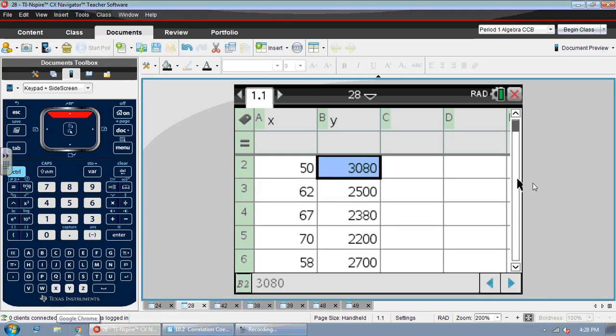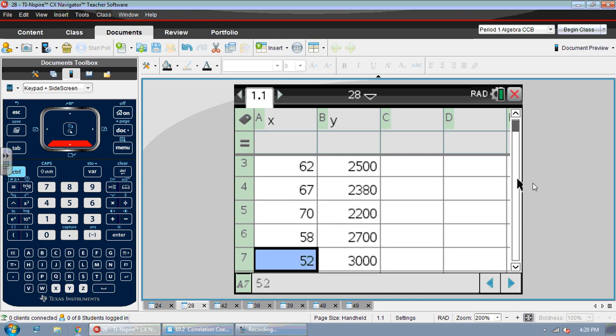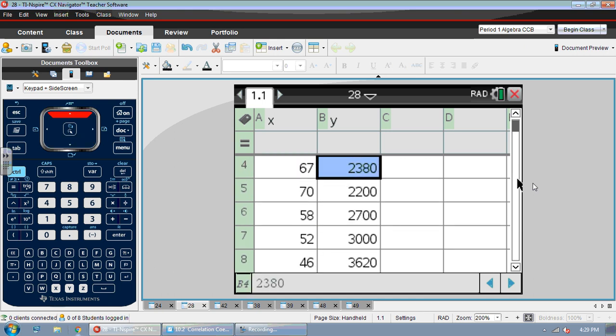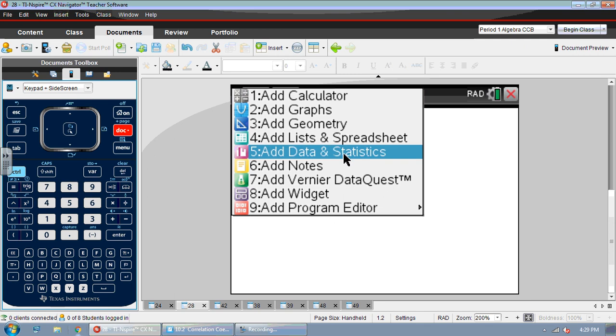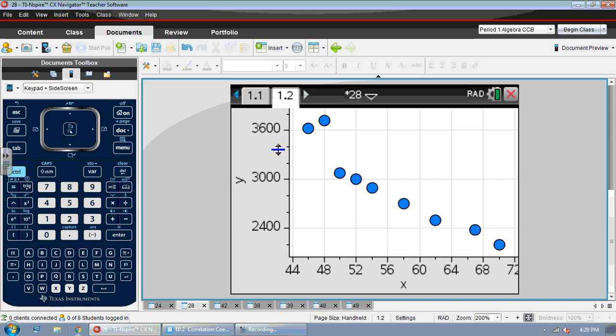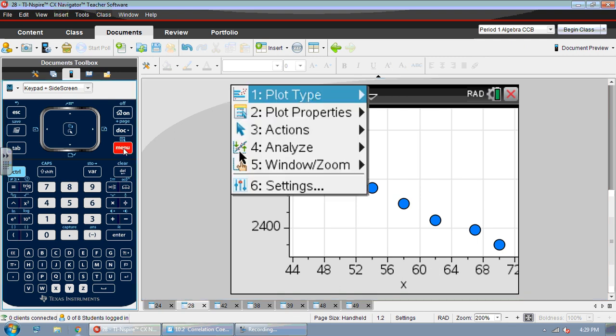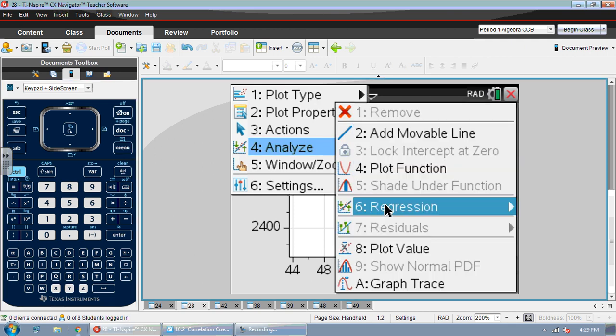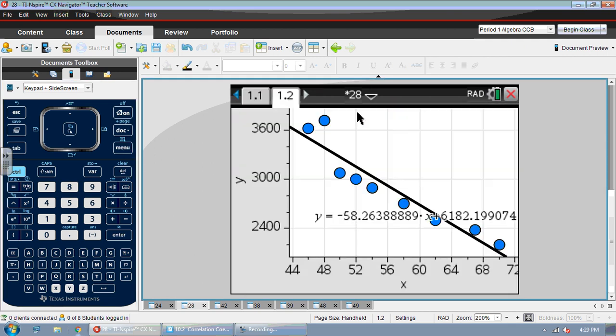So I've already put in a brand new document my x and y at the top of a list and spreadsheet. I have entered my t's. I have entered all of my f of t's. Remember, we always use x and y, input and output. I need to hit Control Doc to enter a new page, and then a data and statistics page. X on the bottom, y on the side. We are told to use a linear regression, so menu, analyze, regression, show linear. We get decimal answers, so we have to round it.